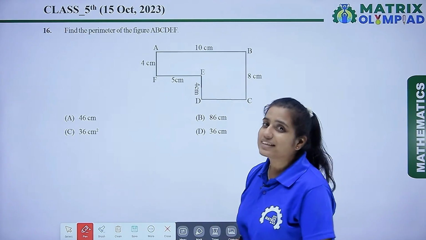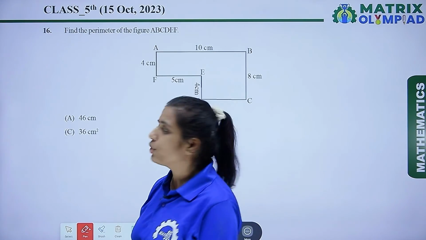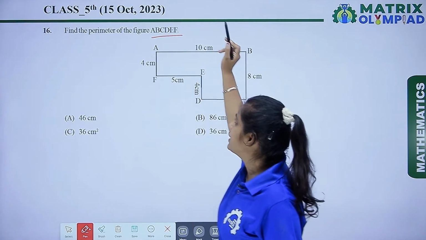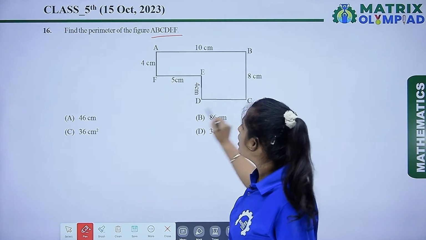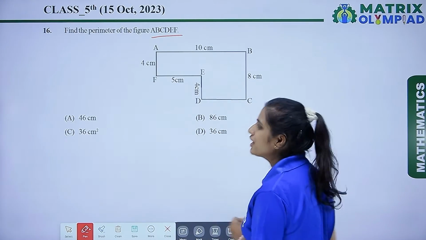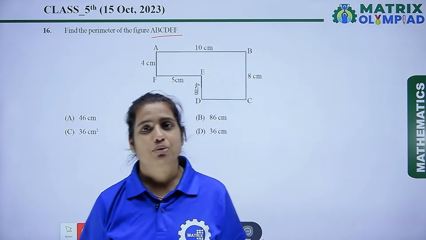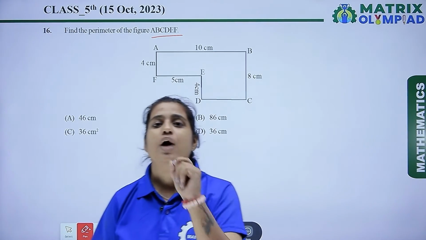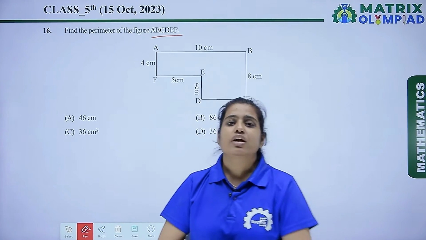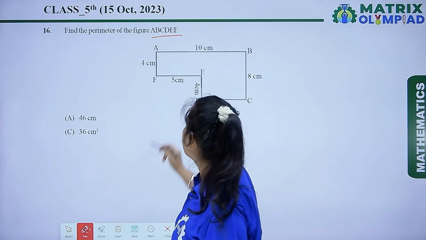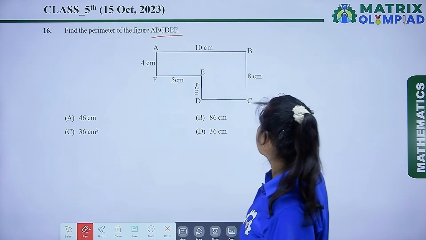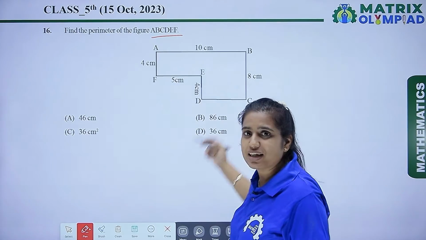So let's start with the 16th question. In the 16th question you are asked to find the perimeter of a figure that is A, B, C, D, E, F. So here this is an irregular shape and you have to find the easiest thing, that is perimeter. To find the perimeter of an irregular shape, we know that you have to add all the sides of that shape. So perimeter of an irregular shape is the sum of all the sides. Here you have an irregular shape, side AB is given as 10 centimeter, side BC is given as 8 centimeter, but side DC is not given.